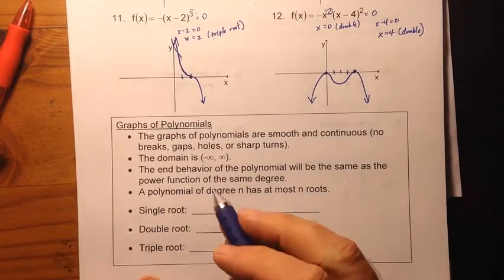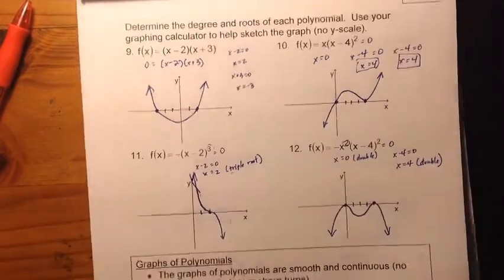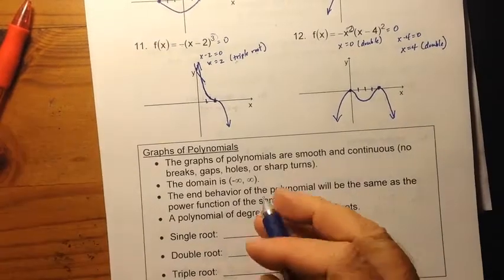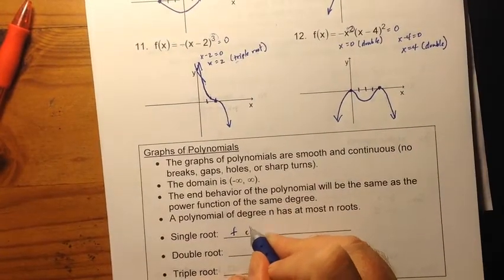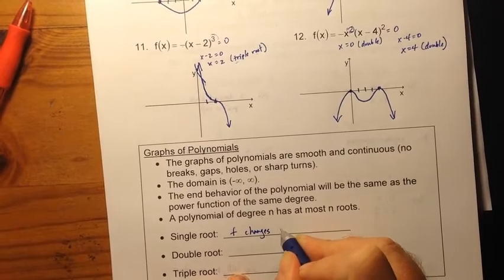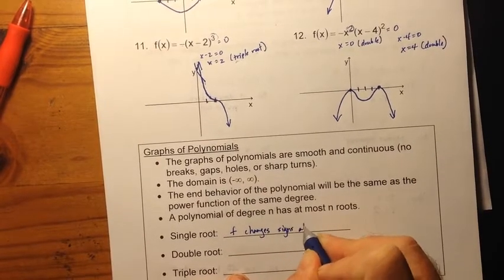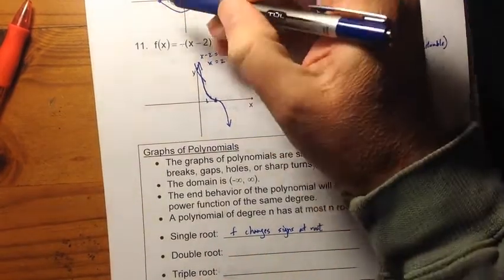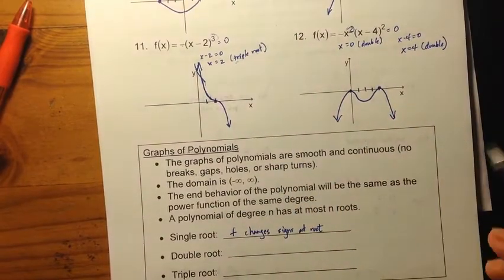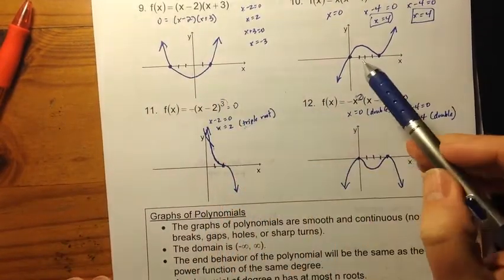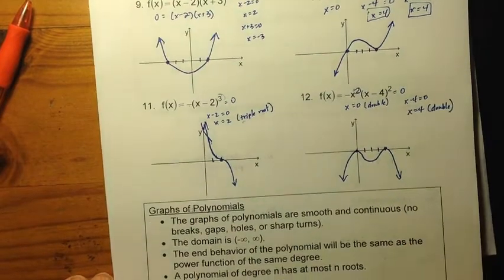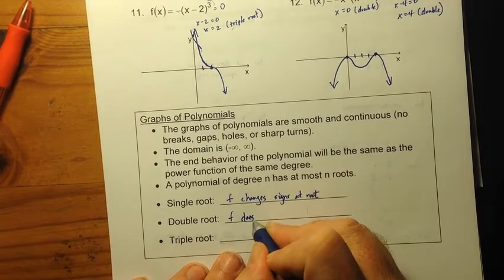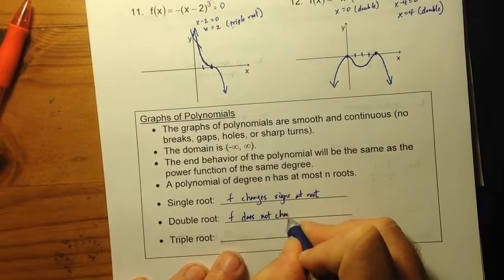All right? For a single root, like I had up here on number 9, I had 2 single roots, f changes signs at the root, it simply goes straight through. Anytime I have a single root, it just goes right through, like we saw on number 9 and like we saw at 0 on number 10. It just goes right through. If I have a double root, f does not change signs. It bounces off.